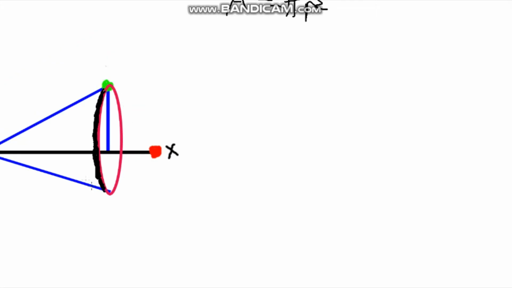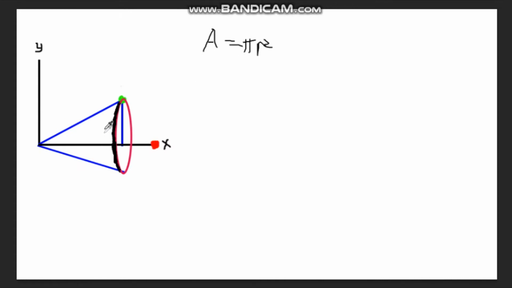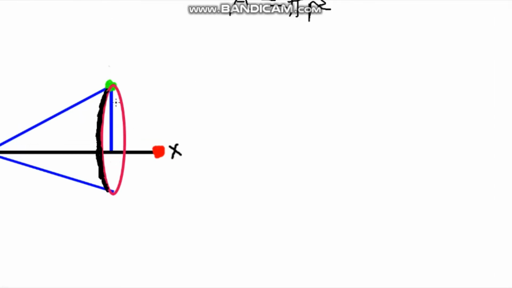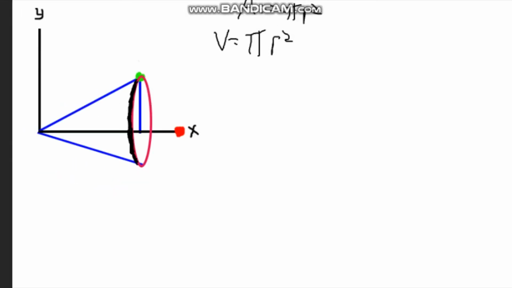Sorry, my drawing skills are very limited. But here we go. I have now created this little cylinder right here, whose area is pi r squared, and then the depth is that black part right here. To find the volume of this disc, this cylinder, the formula is pi r squared, which is the area of that circle, times the height.